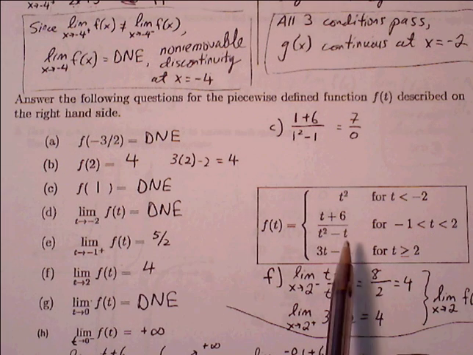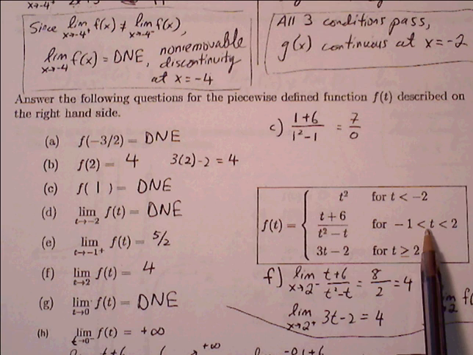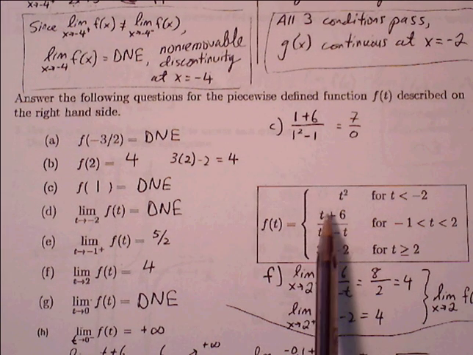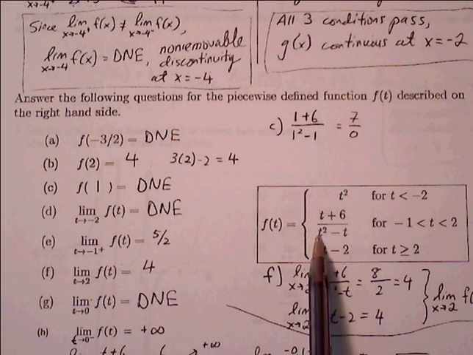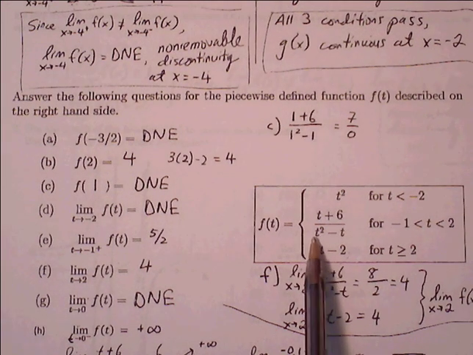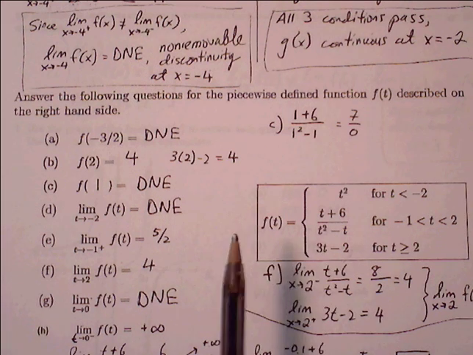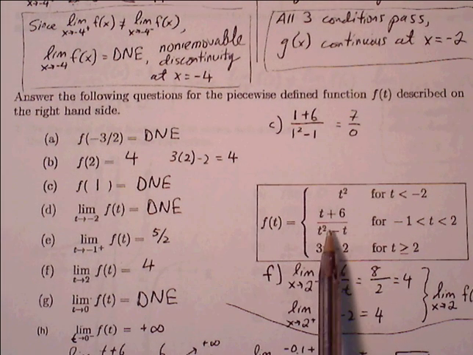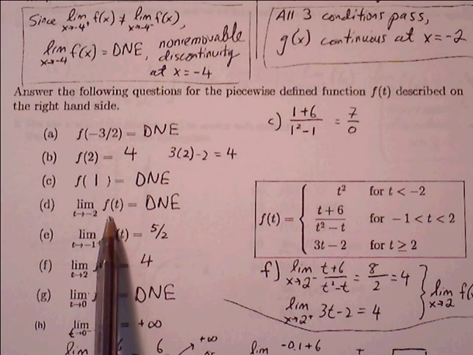f of 1. Looks like f of 1 will be for the second piecewise. So if I plug 1 in, I get 1 plus 6, which is 7, over 1 minus 1, which is 0. So 7 over 0, we know that that point does not exist. It must be a vertical asymptote. Does not exist.